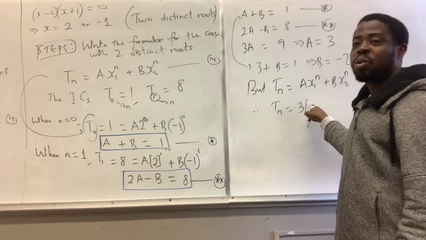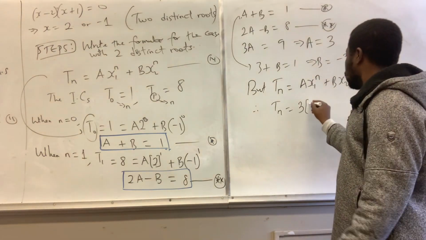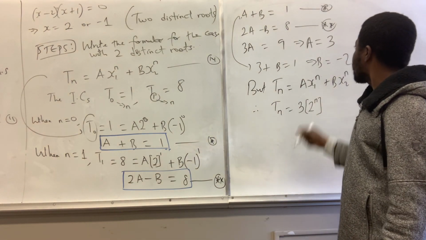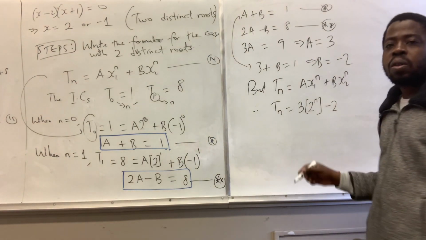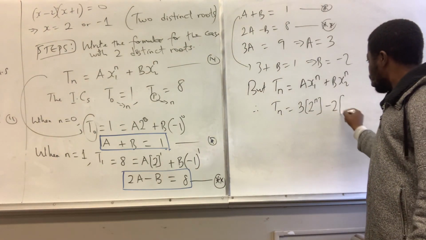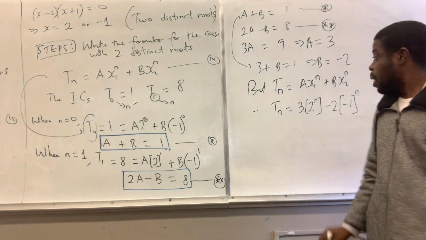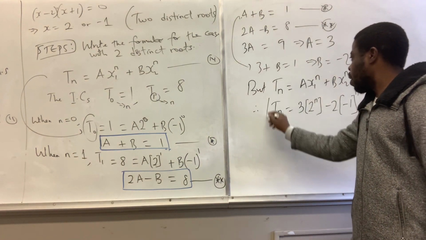Then x1 is 2, so 2 to the n. And B is negative 2, times negative 1 to the n. And that solves it. That is it. You can just stop right here.